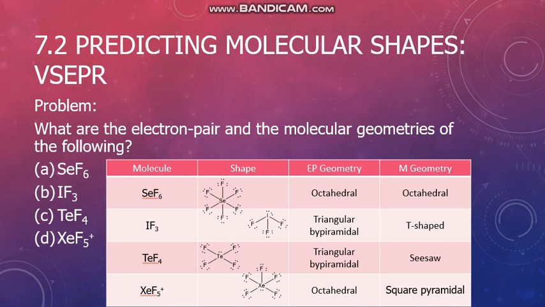Last, we have XeF5+. So here we have this one. We have 6 electron pairs around Xe, and this is octahedral. The type of this one is AX5E1 or AX5E. So the molecular geometry here is square pyramidal. Okay, so much for VSEPR theory.